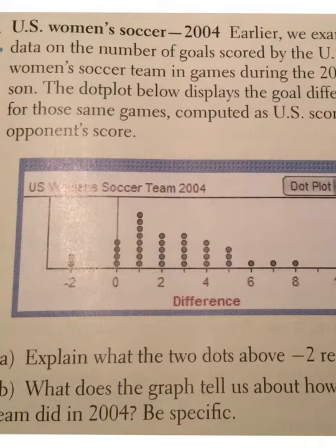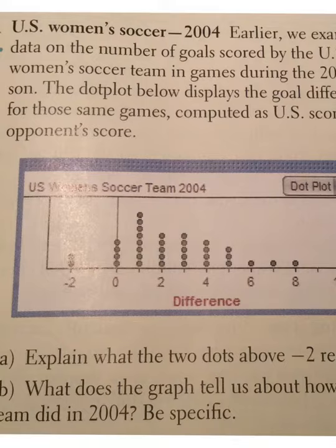Letter B, what does the graph tell us? Well, here's the deal. You want to describe. This course is more about telling a story about what's going on with these numbers. What can we tell from just these numbers about this 2004 season? Well, there's a fair amount of information. They only lost 2 games. They tied 4 games. There's 1, 2, 3, 4, 5, 6, 7, 8 games that they won by 1 goal.